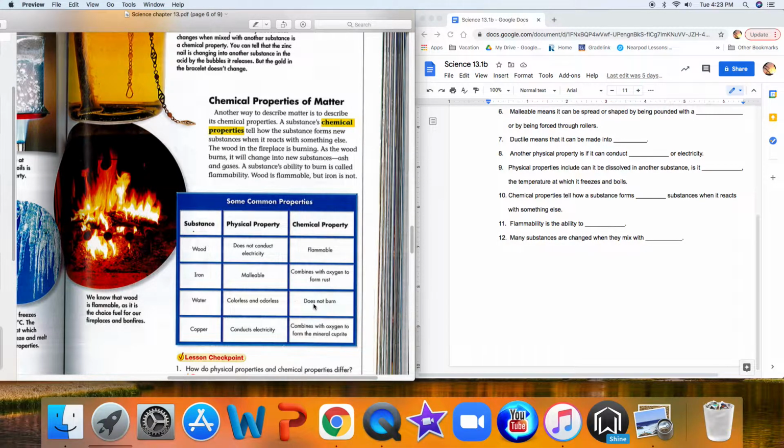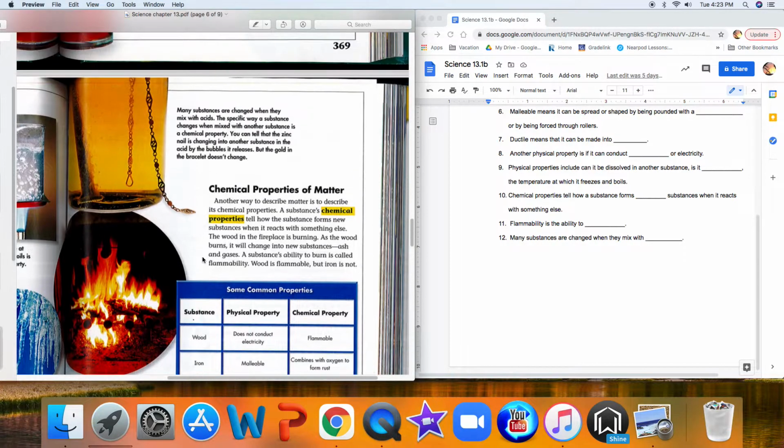Water doesn't burn. That's flammability. That's a chemical property. Copper combines with oxygen to form a mineral, cuprite. Those different minerals turn things green, like the Statue of Liberty. At the top of your page, guys, is another chemical property. Many substances are changed when they get mixed with acids. Acids will change those things into different substances. You can see this one bubbling and giving off gas. You can tell that the zinc nail is changing into another substance in the acid because of the bubbles it releases. Gold, it's just sitting in there.